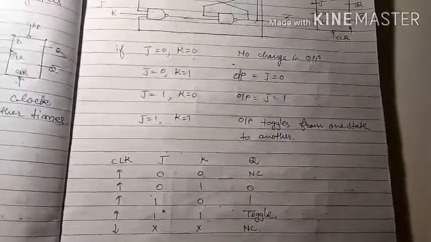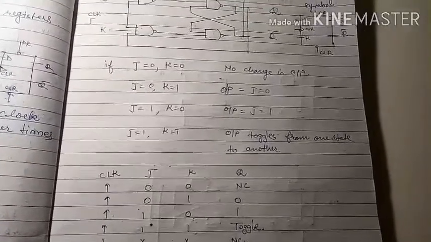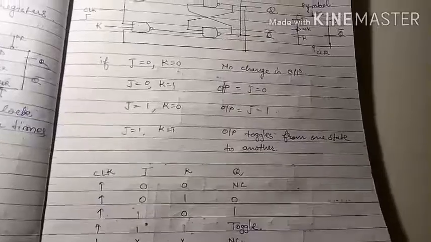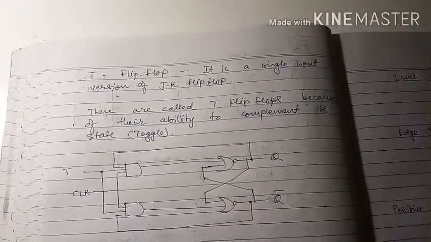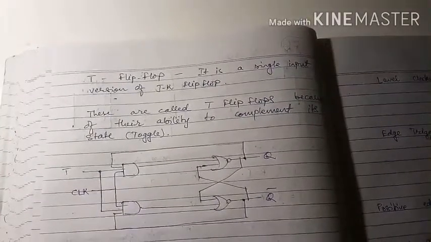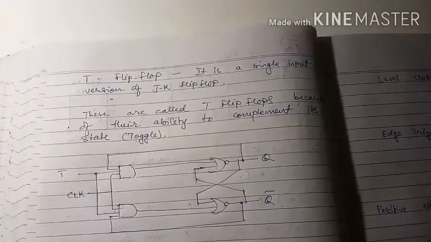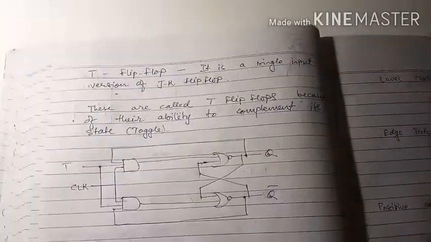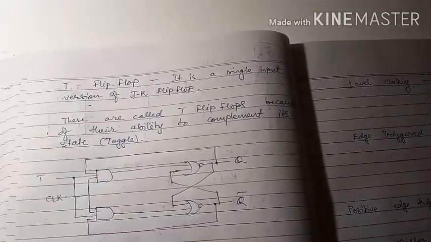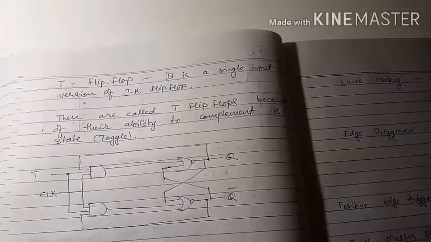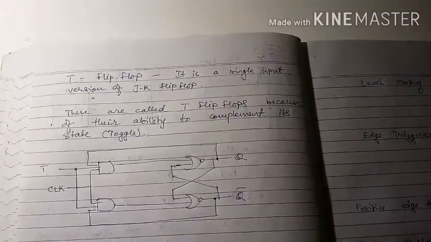So this was about the JK flip-flop, and we have seen this race around condition, also known as the racing condition. So let us see how this racing condition can be avoided. We can use T flip-flop. This is another type of flip-flop, toggle flip-flop. It is a single input version of the JK flip-flop. These circuits are known as T flip-flop because of their ability to complement their state. It means it toggles. That's why it is known as toggle flip-flop.